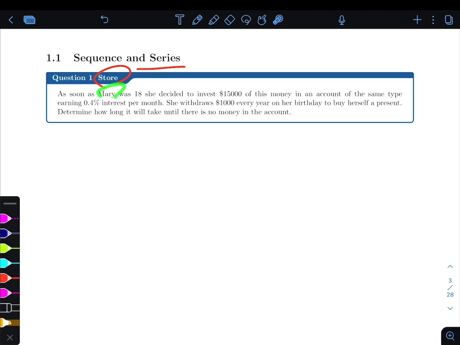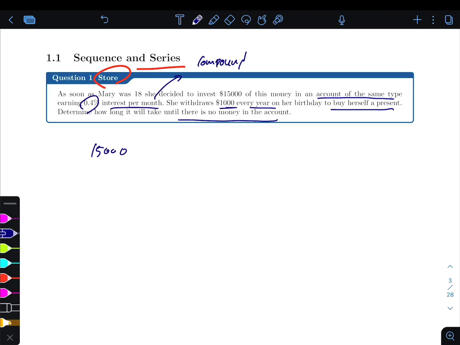It says, as soon as Mary was 18, she decided to invest 15,000 of this money in an account of the same type, earning 0.4% interest per month. So let's say that this was compound interest, okay? Because the previous section of the question was talking about compound interest. And she withdraws $1,000 every year on her birthday to buy herself a present. So determine how long it would take until there's no money in the account.